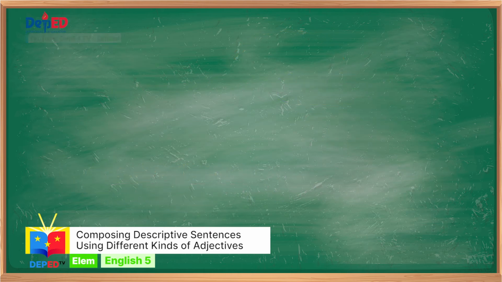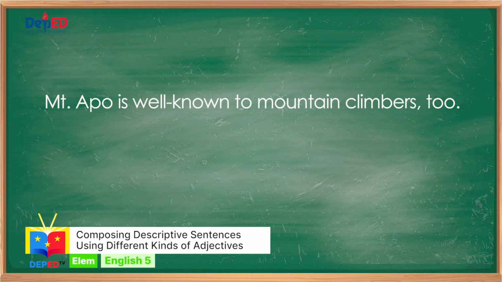Our final sentence is, Mount Apo is well known to mountain climbers too. Could you figure out what the adjective in the sentence is? Yes, well known. It describes Mount Apo as a mountain that is popular with mountain climbers.